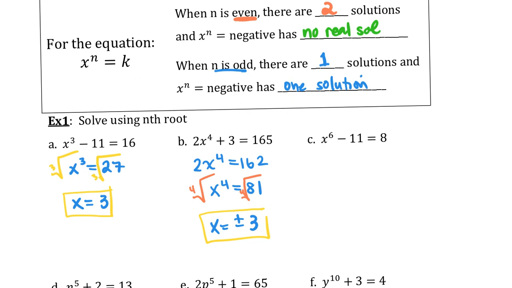Okay, let's try this one. Plus 11, I get x to the 6th equals 19. To cancel the exponent of 6th, I'm going to do a 6th root. Now should I get 1 answer or 2 answers? I should get 2 because it's a 6th root and 6 is even, a positive and a negative. What's the 6th root of 19? Yeah, I have no idea, some kind of decimal. So I'm going to leave it as plus or minus the 6th root of 19.